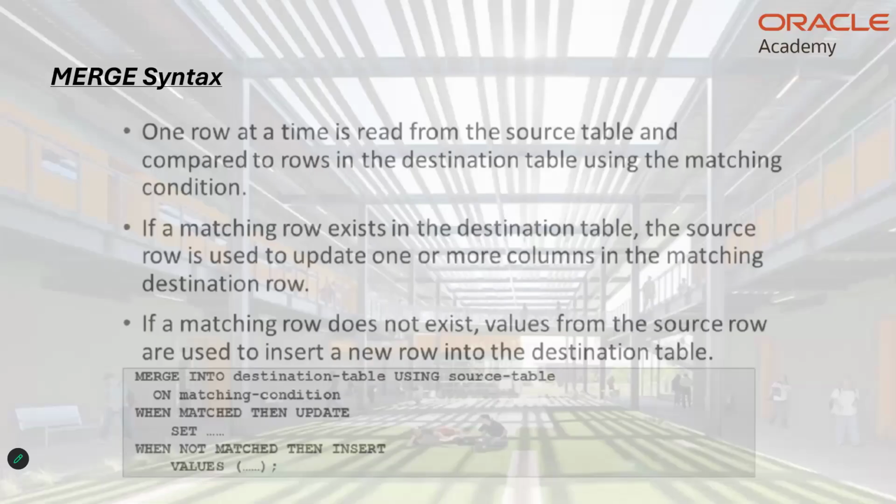So merge onto, and you have a destination table using your source table on matching, and then you have a condition when matched then, so the whole when then. And those of you that know programming languages, this could kind of make some sense. So when it's matched, then you do this. When you update, when it doesn't match, then you insert. So that's all it says, and you give the values for the insert. So you notice the update is always set, the insert is always values.